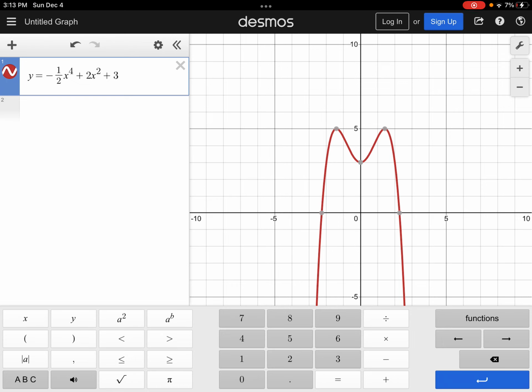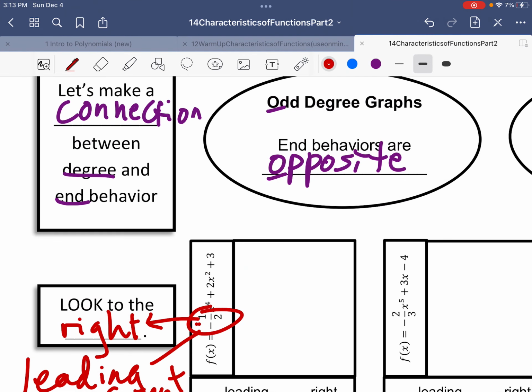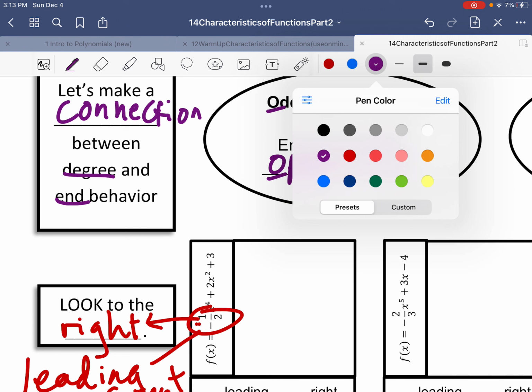All right, so we get a pretty cool looking polynomial graph. Sort of looks like maybe the golden arches. What we want to do is draw that, or maybe I should say just kind of sketch that graph here.